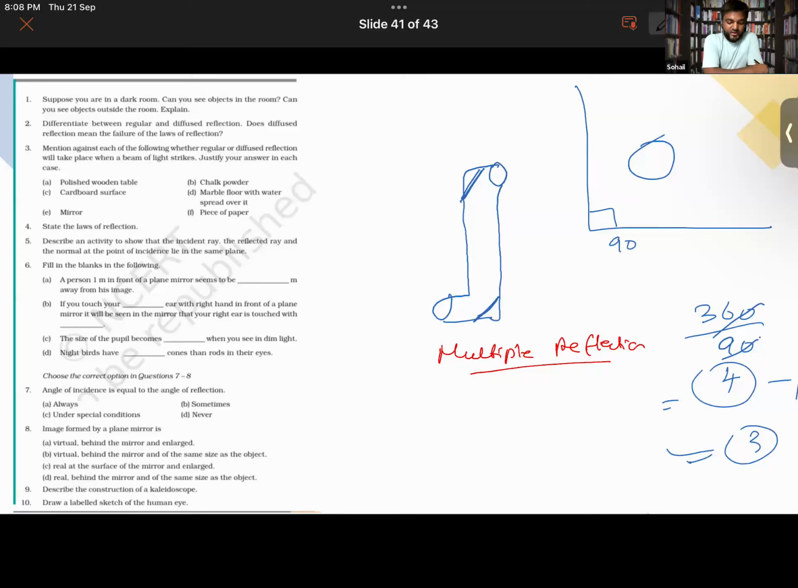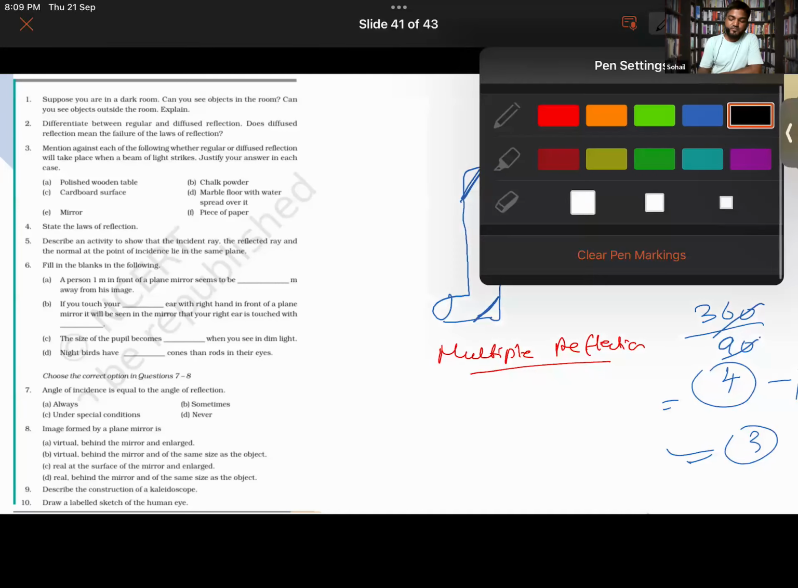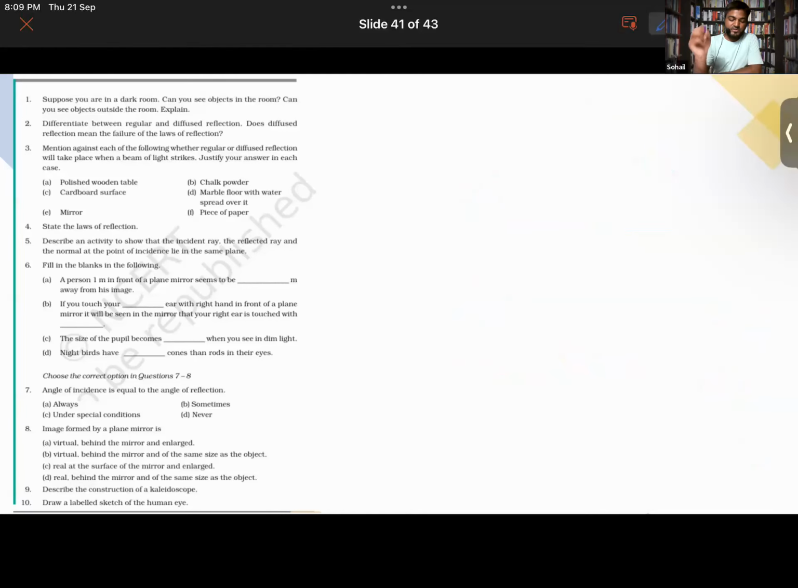Question number two, differentiate between regular and diffused reflection. And does diffused reflection mean that the laws of reflection have failed? Okay, you answer. In regular reflection, all the reflected rays are parallel. Meanwhile, in diffused reflection, the reflected rays are not parallel. Exactly. And second point, it occurs on a smooth and polished surface. Meanwhile, diffuse reflection occurs on a rough surface.